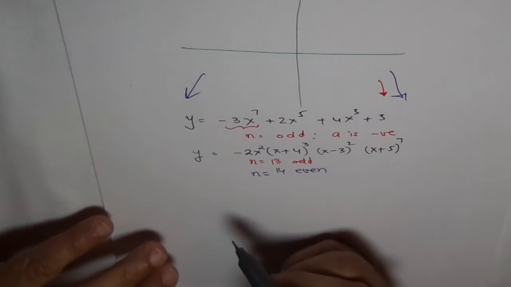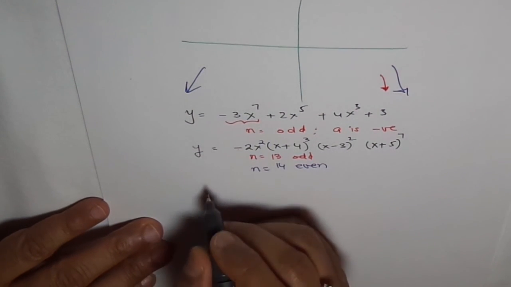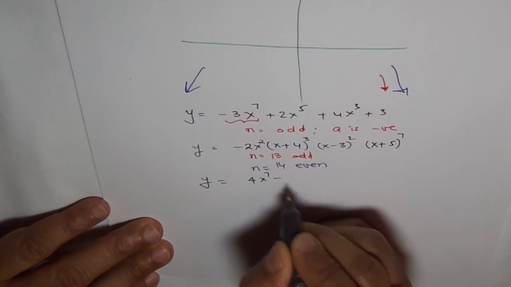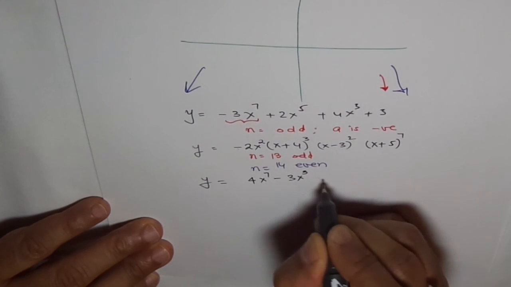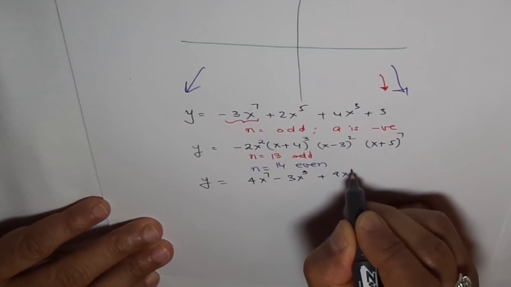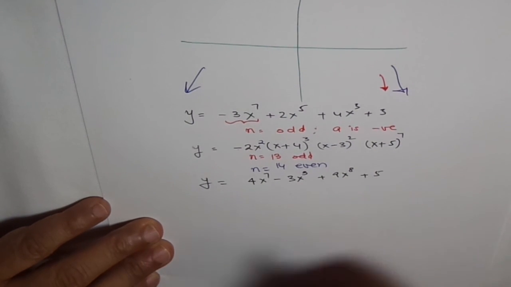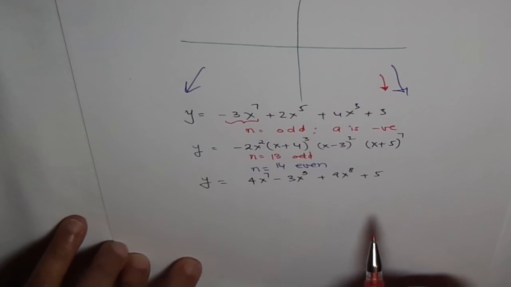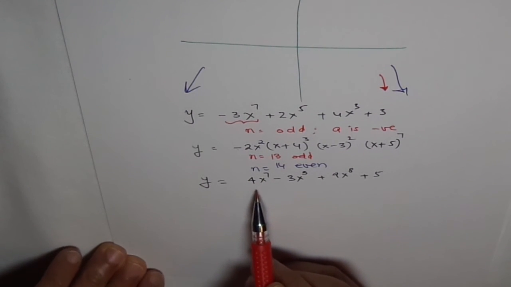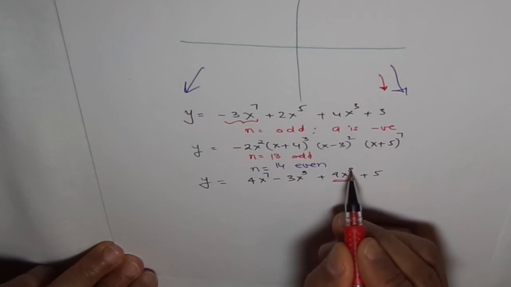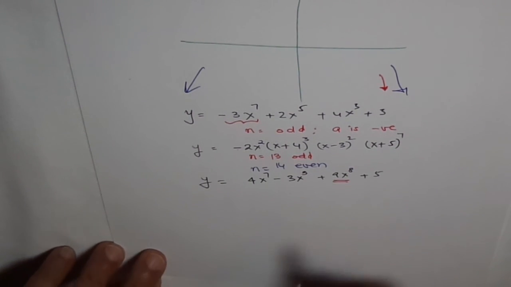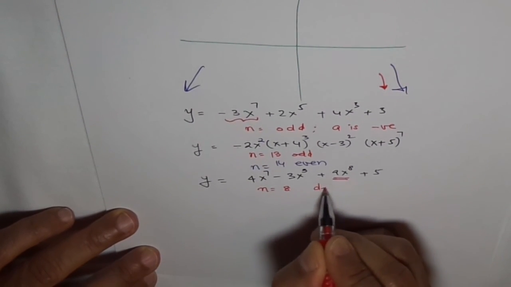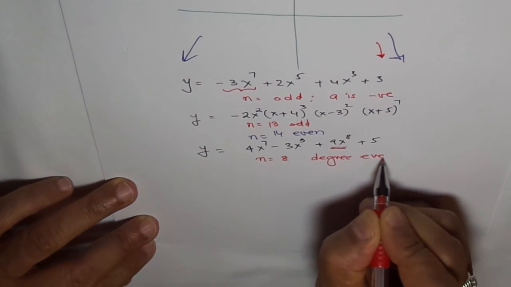Let me take one more example just to give you one with a positive leading coefficient, okay? Y equals 4x to the power of 7 minus 3x cubed plus 9x to the power of 8 plus 5. Now, which is the leading term in this case? Well, I've mixed them up and the leading term is not the first term, right? You have to be careful. Check it out. 9x to the power of 8 is our leading term. So, what is the degree of this function? N is 8. Degree is even. Is it okay?